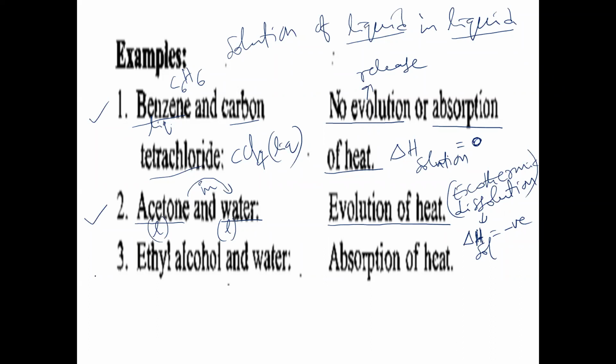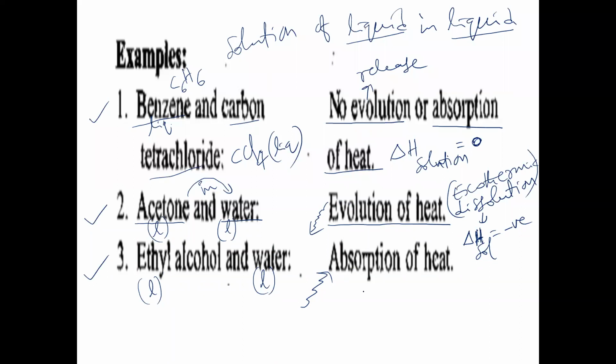Now the third type of solution is ethyl alcohol liquid dissolved in water liquid. Ethyl alcohol is liquid, water is liquid. When ethyl alcohol is dissolved in water, some amount of heat energy is absorbed. Evolution means release, and absorption means absorption. So some amount of heat energy is absorbed when we dissolve ethyl alcohol in water.